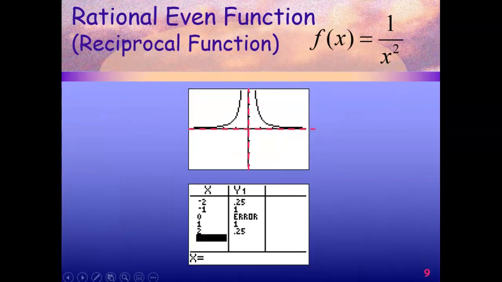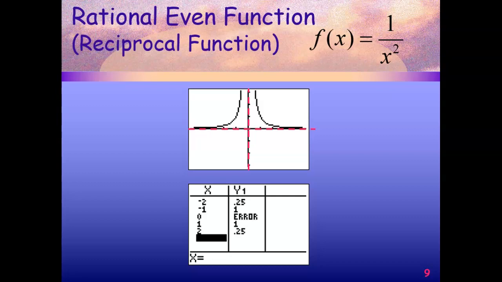All right, graph 9, rational even function, also known as a reciprocal function. And this time it's f of x equals 1 over x squared. I always talk to my Algebra 2 folks about this, and it kind of looks like a volcano, right? It's going up and exploding up in the top.